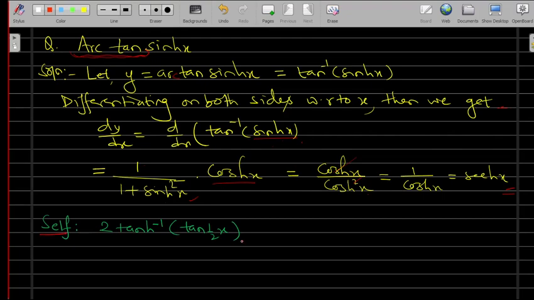You can practice, or you have to solve, or you have to find the derivative of 2 hyperbolic tan inverse tan x by 2. This is for your self practice.